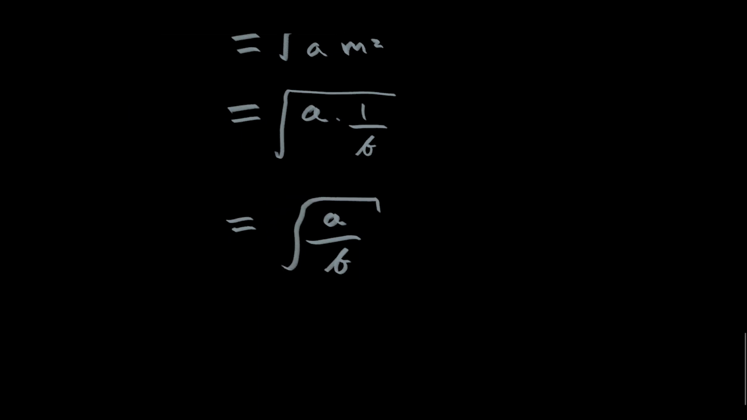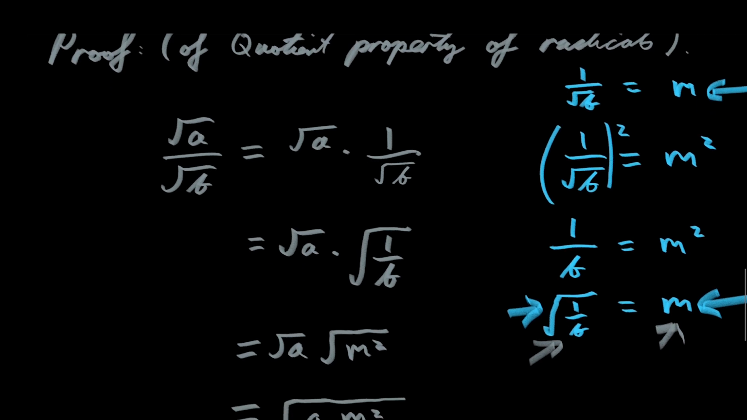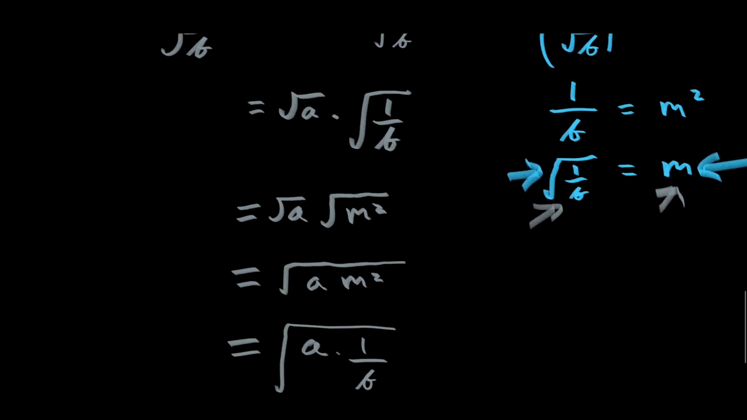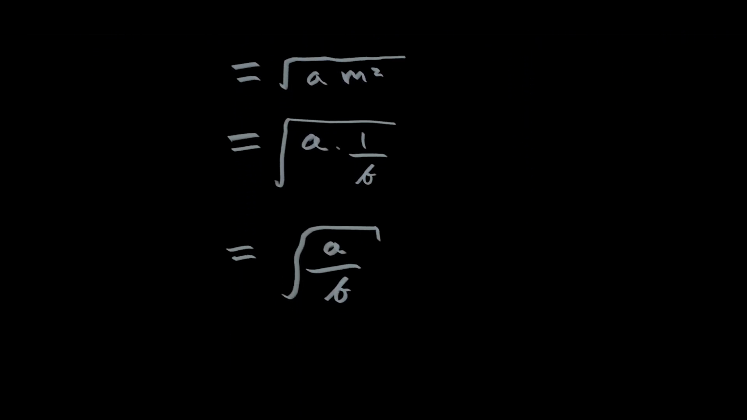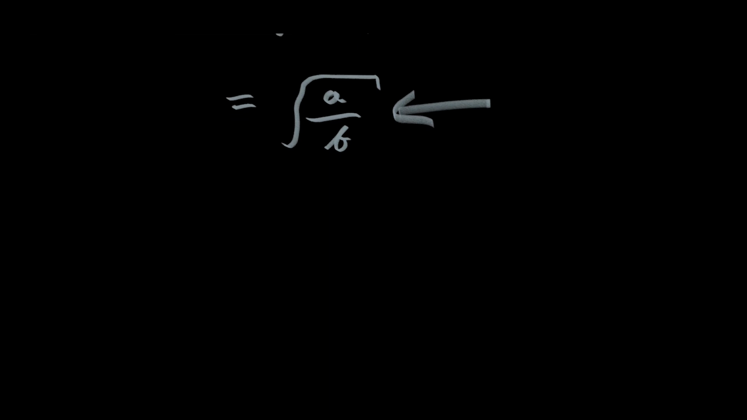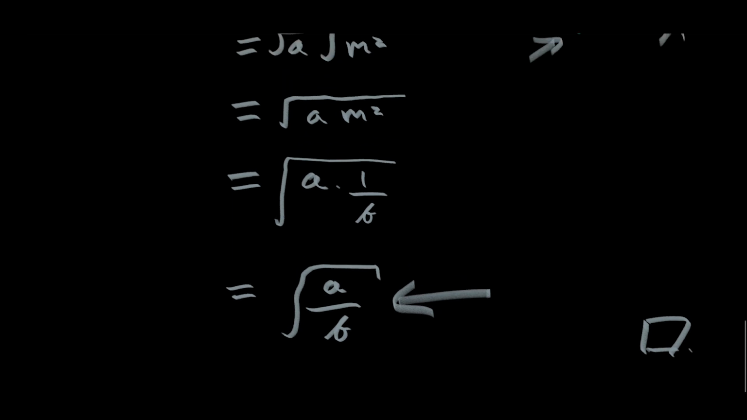If we go back up to the top line, we started off with the square root of a over the square root of b, and we did a bunch of reasoning, and we found out that that ended up being equal to the square root of the quotient a over b. And that's precisely what the quotient property of radicals says. So we can write another square to say that we're done with the proof. So that is the quotient property of radicals proven by using the product property of radicals.